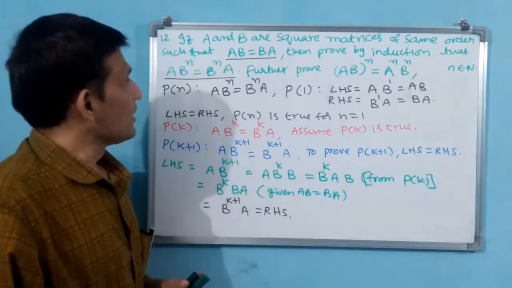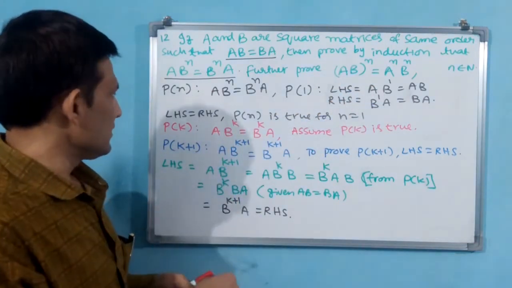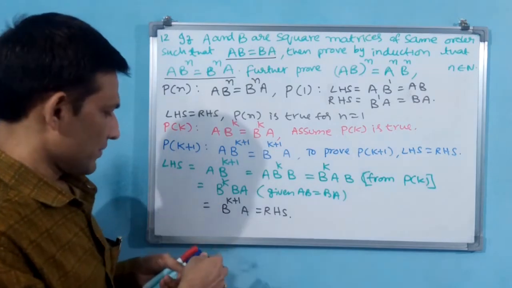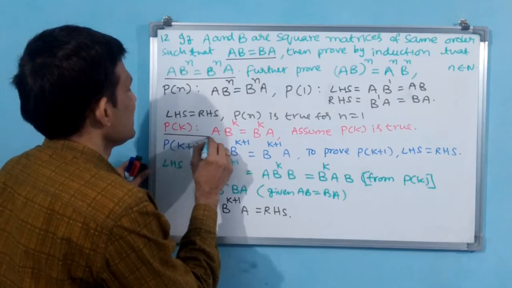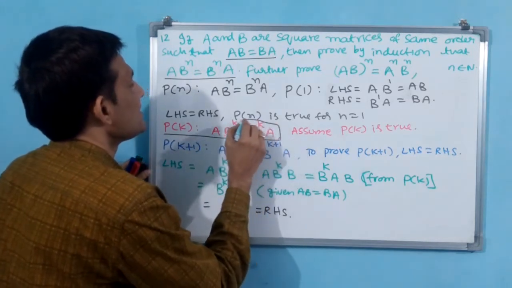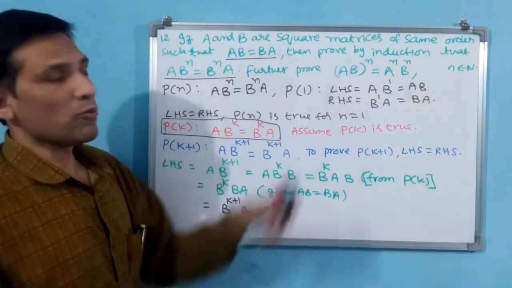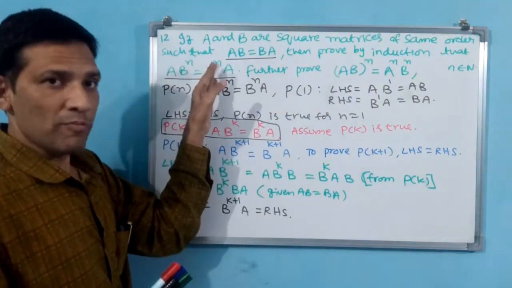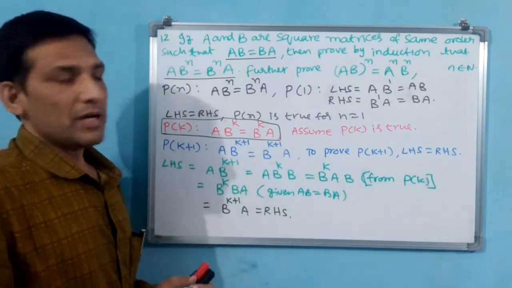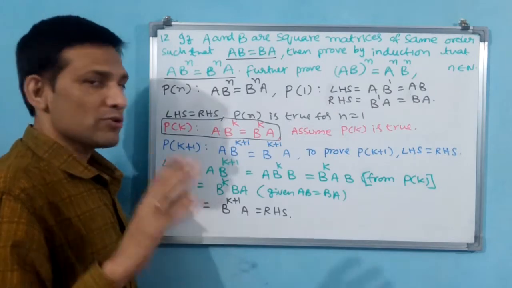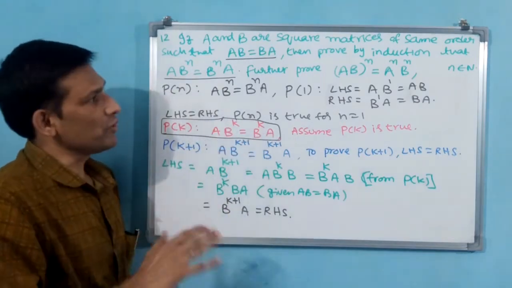Now you see, the second portion we are going to do, but in the second portion this is applicable. Further prove means what? This you have proved, but this result you have to utilize in the second one also, like that he is telling. Okay, let us go for the second portion also. That means you have to keep in your mind that A into B power K is equal to B power K into A.